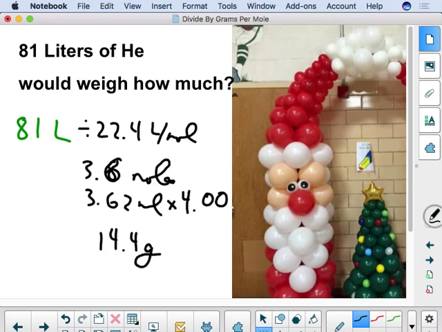Now this is my final answer, I do want to pay attention to sig figs. I only have 2 here. So I'd say it's going to weigh around 14 grams. The air in all of these balloons is about the same as 4 paper clips worth of weight.